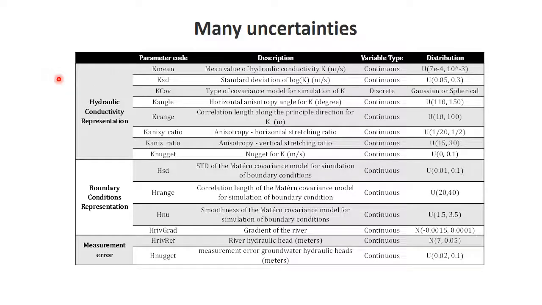Without going too much into all of the details here, we're going to model hydraulic conductivity as a Gaussian process. So we have to specify the mean, probability, standard deviations, type of covariance model, etc. We assume for this example that we have some a priori distributions on these various variables. The same for the boundary conditions, which we assume to be again a Gaussian process with a Matern covariance at the boundary, that can then be estimated from the various head observations.